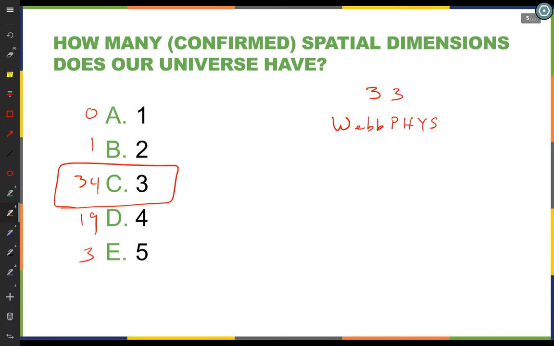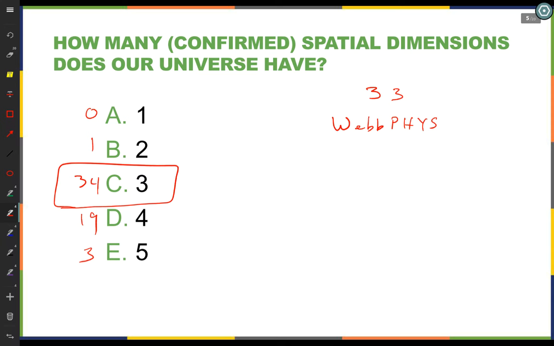Any questions or complaints or observations? Gila asked, are the spatial dimensions up, down, left, right, forward, backward? Yes. What about diagonal?